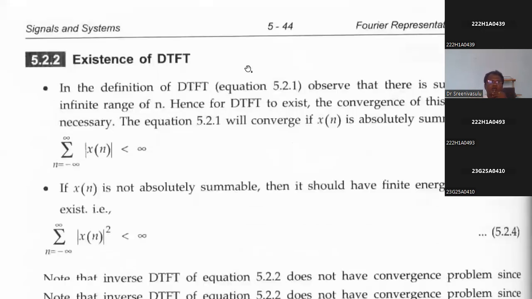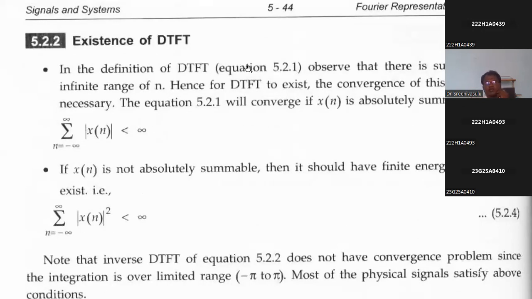Now, for the existence of DTFT, like the continuous time Fourier transform, which must be absolutely integrable, the discrete time Fourier transform must be absolutely summable. Absolutely summable means we consider the summation of n equal to minus infinity to plus infinity of the magnitude of x of n, which must be less than infinity. If this condition is satisfied, then only we can apply DTFT for analyzing this sequence.